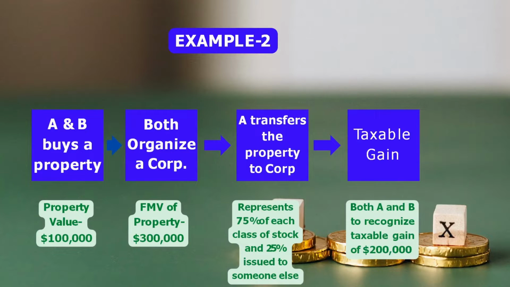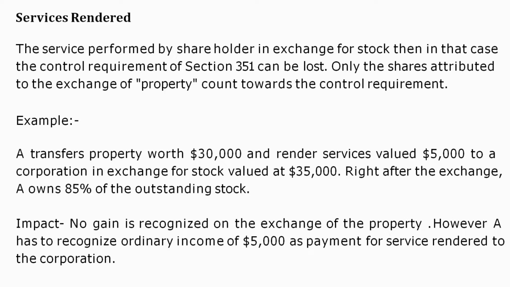Now let's take another example. A and B both buy the property worth $100,000 and A and B transfer the property with a value of $100,000 to a corporation in exchange for a stock with a fair market value of $300,000. And this represents only 75% of each class of stock of the corporation, wherein 25% was already issued to someone else. In this case, both A and B have to recognize a taxable gain of $200,000 on this transaction.